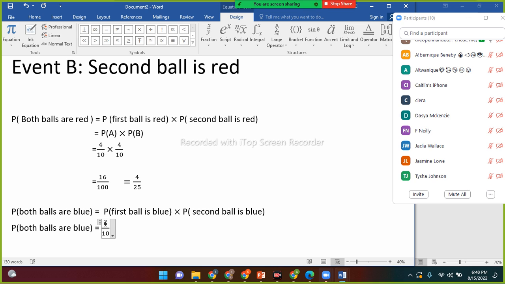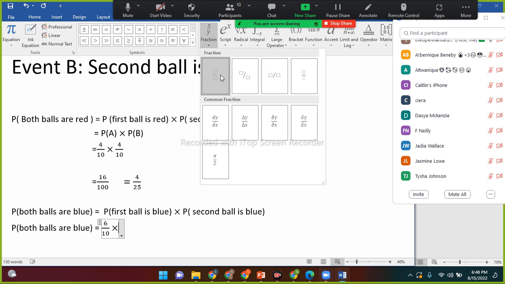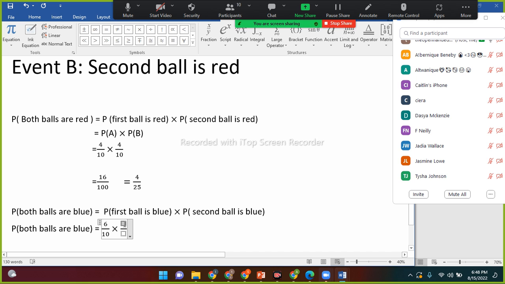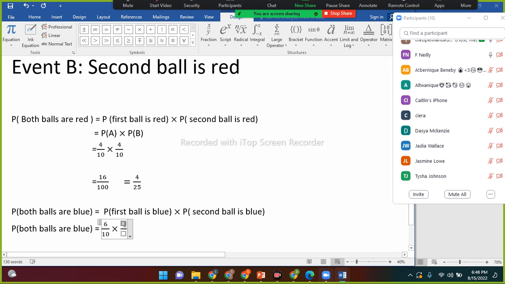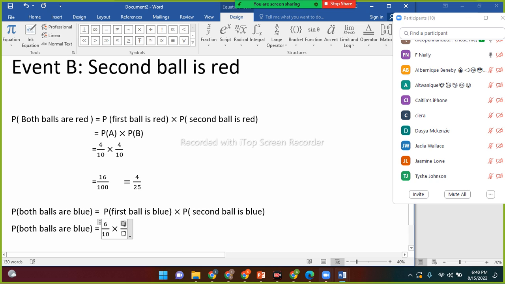What's the probability that the second ball is blue? It's the same thing, right? 6/10, right? 6 over 10. Very good. 6 out of 10.